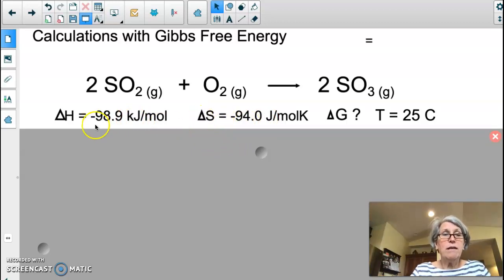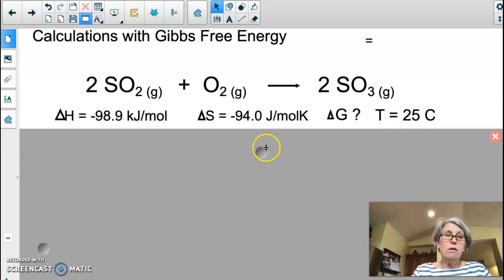Now, do you notice how this is an exothermic process, the way nature likes it, but the entropy is actually decreasing? Look at this reaction: you have 3 moles of gas on this side compared to 2 moles of gas on this side. So do you see how the entropy is decreasing? That's shown by this negative value right here. So the question becomes, what would be the delta G if the temperature was 25 degrees C?